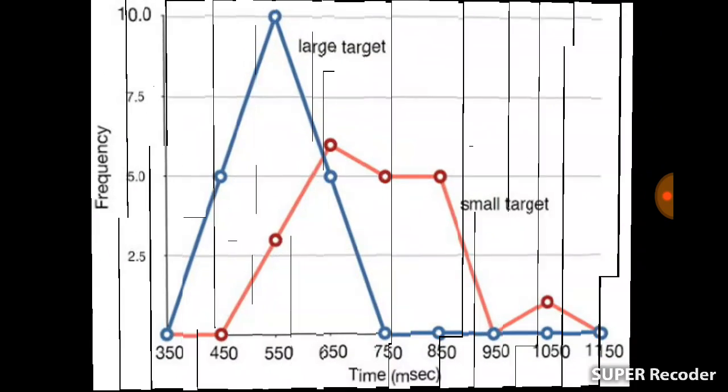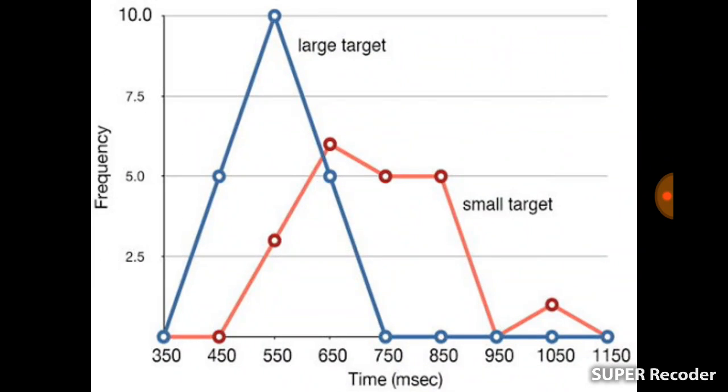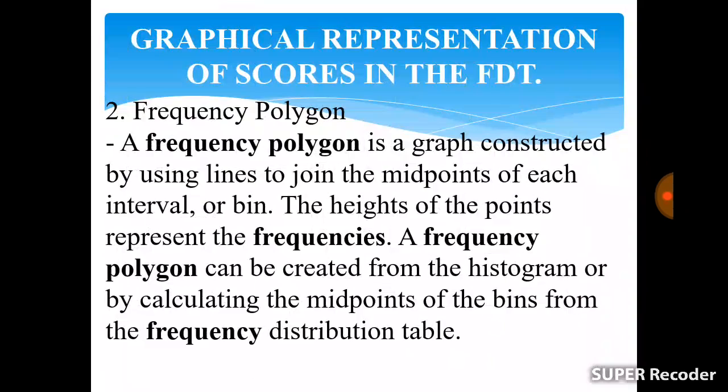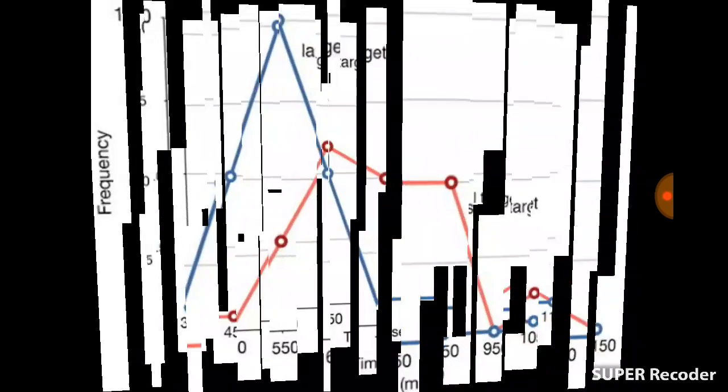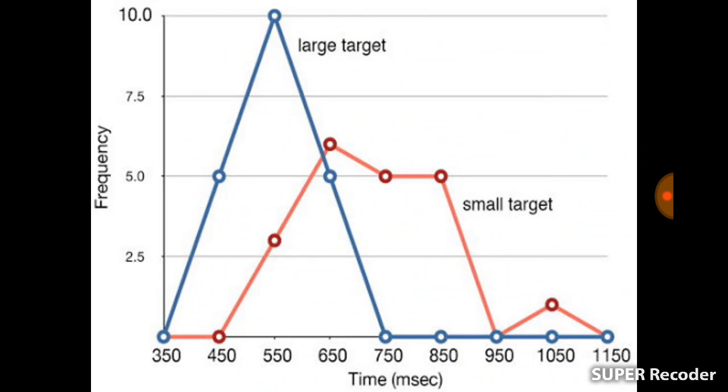So let's see if we have an example. Okay, this is an example of a frequency polygon, where the x-axis of the graph represents the time, and the y-axis represents the frequency. Okay, we have the histogram and the frequency polygon.